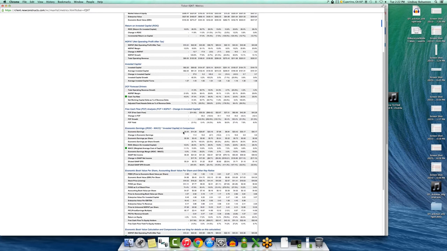And we can also see economic earnings have been positive for each of the past 7 or 8 years. So that means that the company has consistently earned returns on capital above its cost of capital, and it's generating value for shareholders. Companies that tend not to earn returns on invested capital above their cost of capital are destroying value for shareholders. And free cash flow here, we can see it's been positive for most of the time.